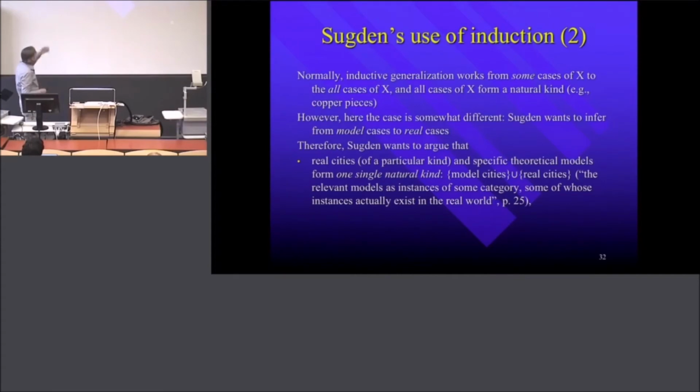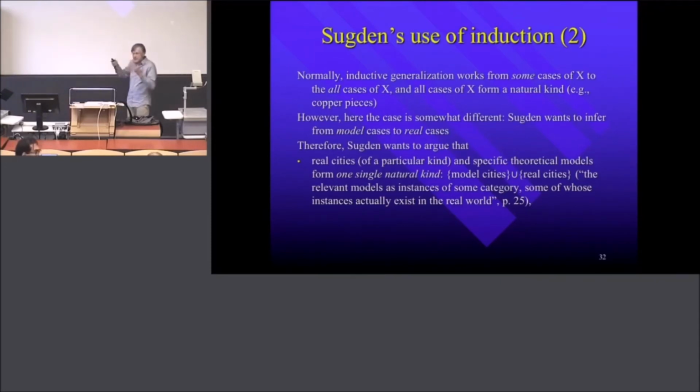The relevant models as instances of some category, some of whose instances actually exist in the real world. So he uses the term category, which can be replaced by natural kind. We have a natural kind, right? And some of the elements of that natural kind are model worlds, and the other ones are real worlds. So it's the real world. So you just like that? Well, let's see how good that is.